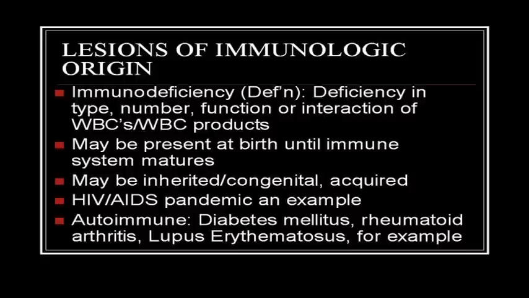Immunodeficiency is classified as a deficiency in the type or the number, function, or interaction of white blood cells or their products. It is also present at birth until the infant develops an intact immune system and it matures. Immunodeficiency may be inherited or have a congenital component or be acquired. HIV/AIDS is a pandemic example of immunosuppression. Autoimmune disorders, which are included in this category, would be diabetes mellitus, for example, rheumatoid arthritis, or lupus erythematosus, among others.